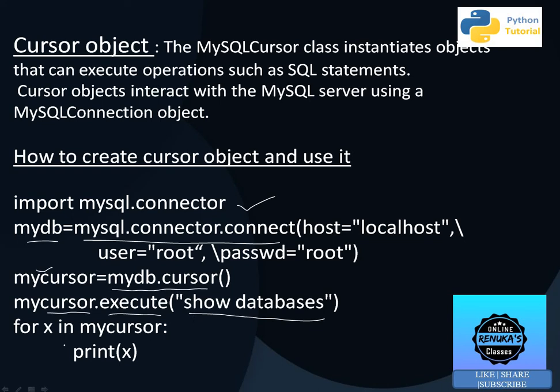So if you want to print them one by one, for that we can use for x in myCursor. myCursor contains the names of all the databases, so from that one by one we can print the database names.